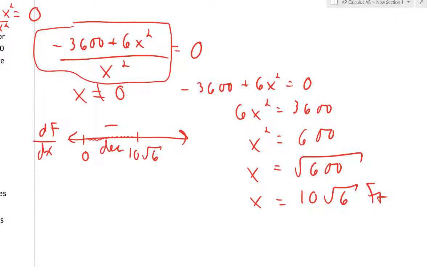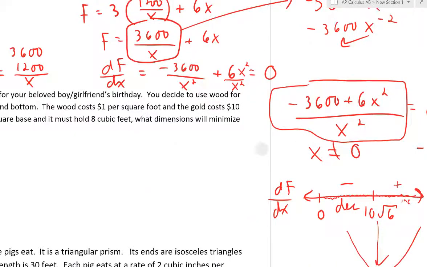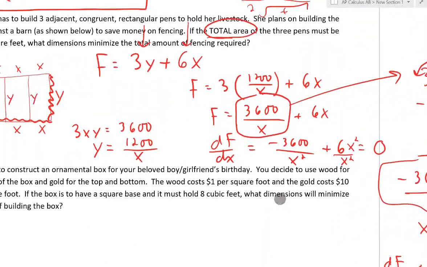So the bigger I make x on this interval, the smaller the amount of fence is, until I get to 10 root 6. If I plug in a number after 10 root 6, like 50, you're going to see that this is positive, which means after 10 root 6, if you make x any bigger, the amount of fence starts to increase. So the least amount of fence we're ever going to need, decrease to increase, is right at 10 root 6.